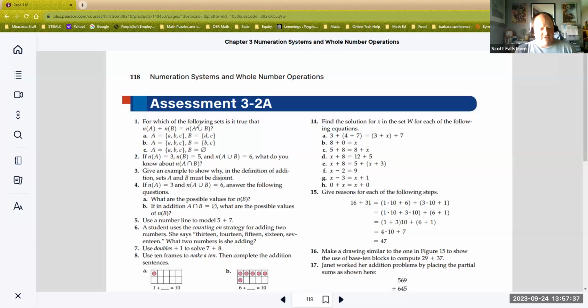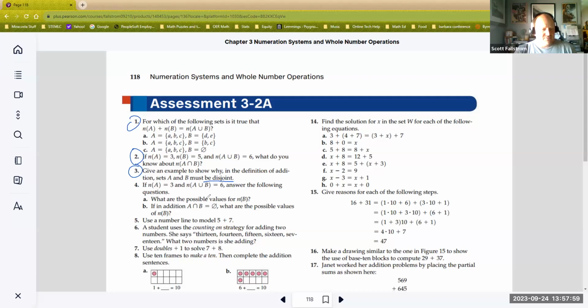We've got, for which of the following sets is it true? Okay, so as you look through the homework questions, we have, which sets is it true that you can do this? This is also a follow-up question from section 2.2 and 2.3. So it's dealing with the sets. Same here. So again, these are set questions. Give an example to show why things must be disjoint. Again, set question.